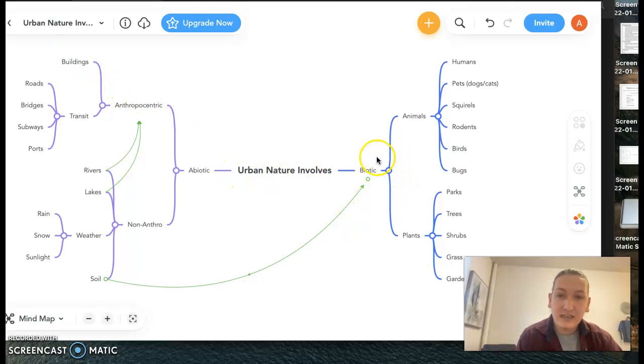On the other side, we have biotic, divided up into animals and plants. In plants, we have gardens, grass, shrubs, trees, and parks. By far not fully comprehensive. And then on the animal side, we have humans, pets, squirrels, rodents, birds, and bugs.